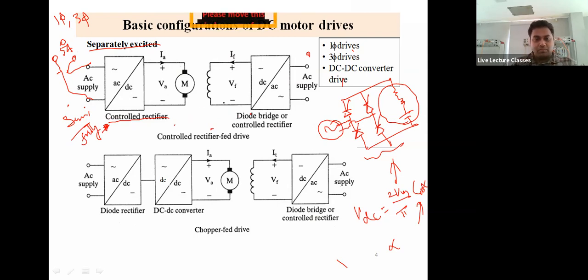And what about this field winding? How will you supply the field winding? In a separately excited DC motor, you need a constant supply of DC volts, say 230 volt DC. So you will take a simple uncontrolled rectifier at a very low cost if you just want armature control, or you can take a fully controlled rectifier if your budget is a bit higher.